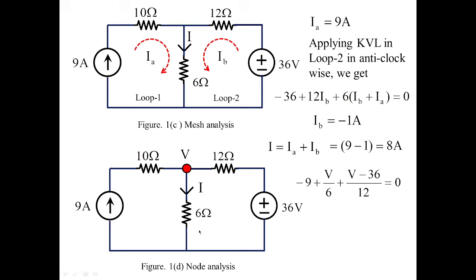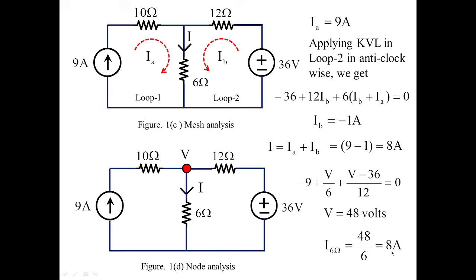And the current flowing away from the node V is V by 6. V by 6 is nothing but, because of Ohm's law, I is equal to V by 6, and that is another branch current here. And another branch current is through 12, so (V minus 36) by 12. So the sum of the currents in this particular branch is equivalent to 0. With this I'll get the value of voltage as 48 volts. Once I get the value as 48 volts, now I can easily get the value of current in 6 ohms by dividing this voltage by 6 ohms. So this also gives the answer as 8 amperes.